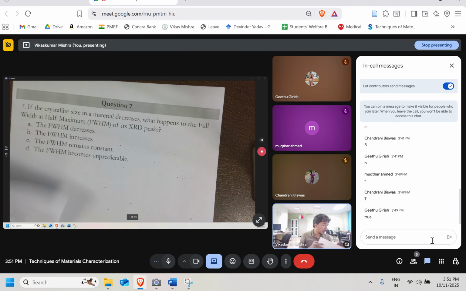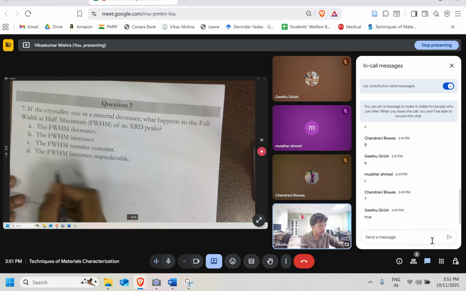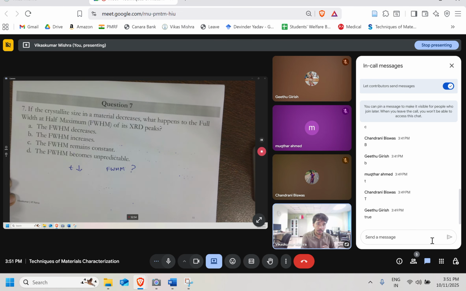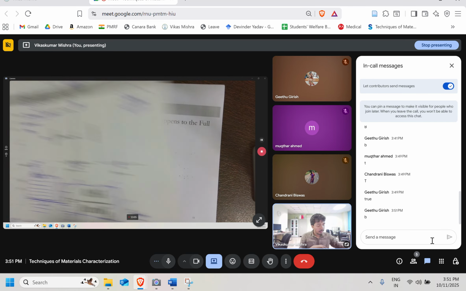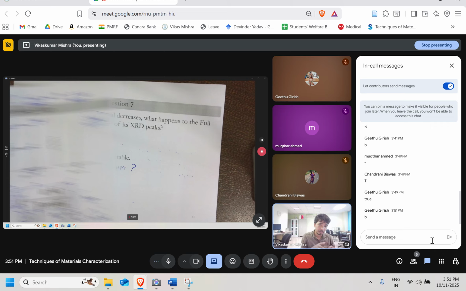Okay, good. Let's go to the next part. Question number 7. If the crystallite size in the material decreases, what happens to the full width at half maximum, the FWHM? What do you think? We have already discussed this. The right answer is option B. Crystallite size is decreasing, which means that the FWHM will keep on increasing.